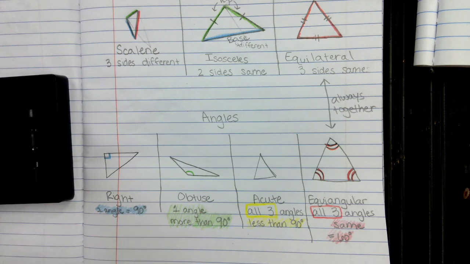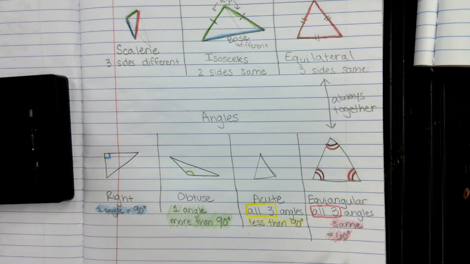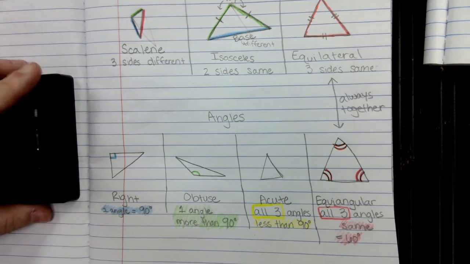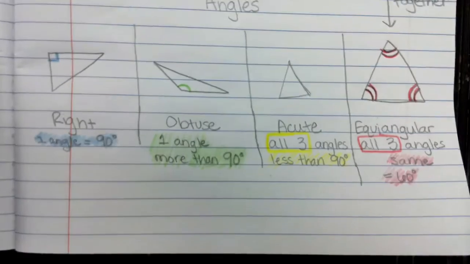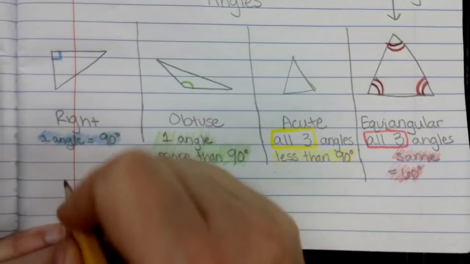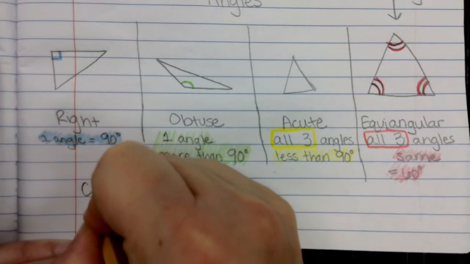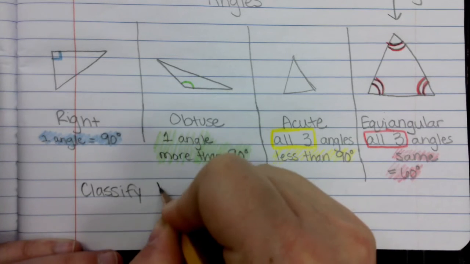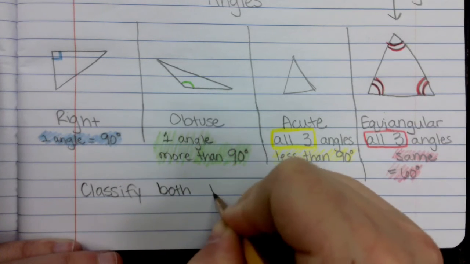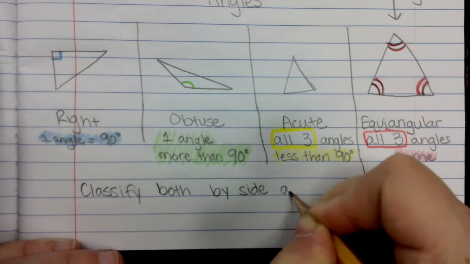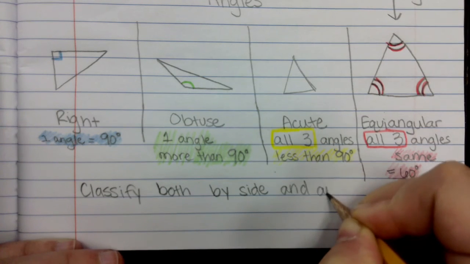Alright, so when we classify triangles, we classify them both by sides and angles. So we classify both by side and angle. But when we do that, we kind of did it backwards. I don't know why I did it backwards, but I did. Maybe I should have looked at my notes last year.